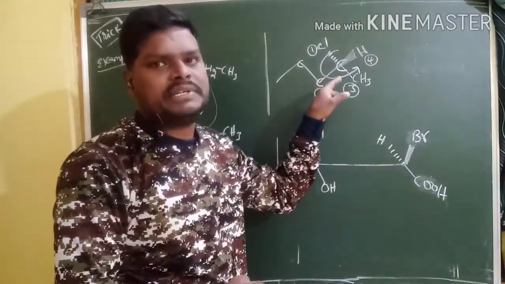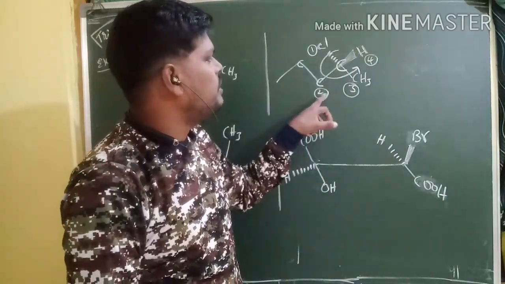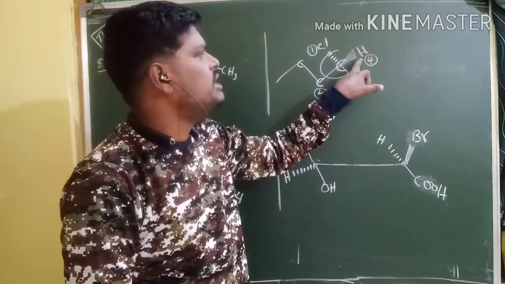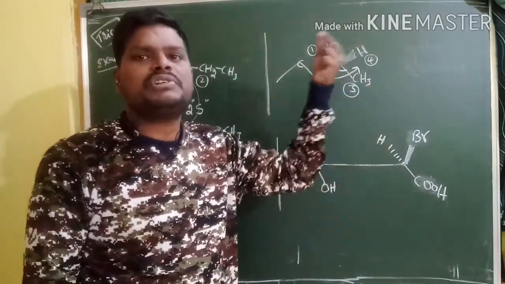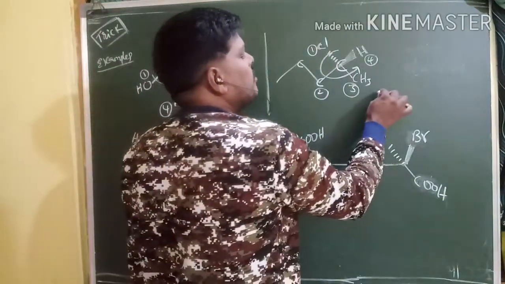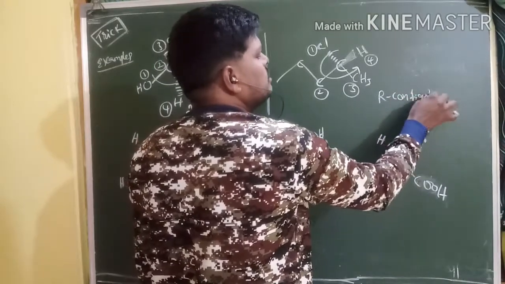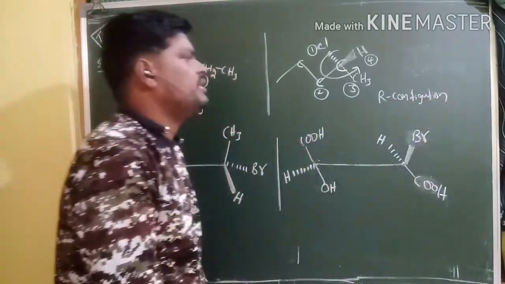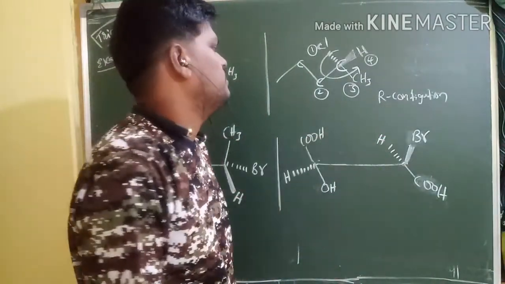But what is the expected configuration here? S configuration. But here the least priority is hydrogen. So your least priority is not present on the broken wedge. That's why take the opposite configuration. What is the opposite configuration here? R configuration. Actually we got S configuration, but you should take the opposite configuration. So that's why here R configuration.